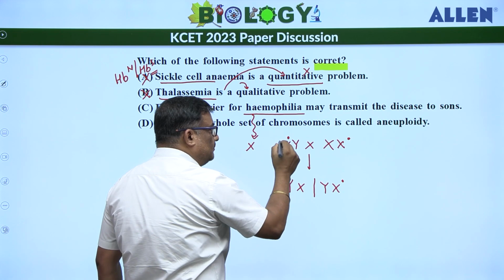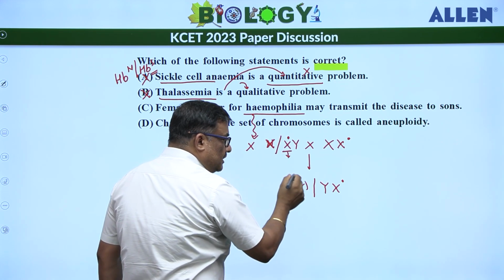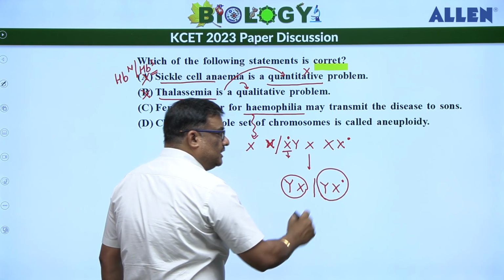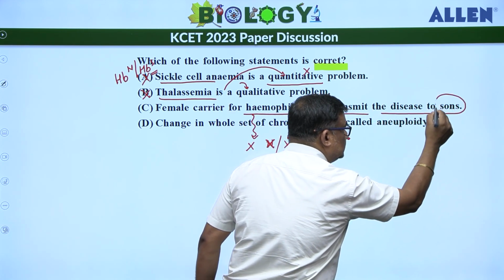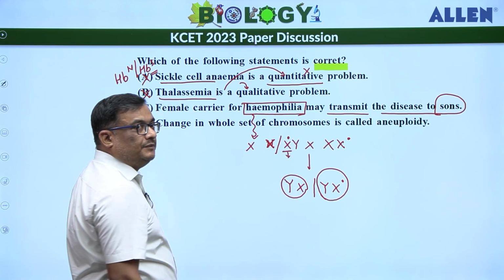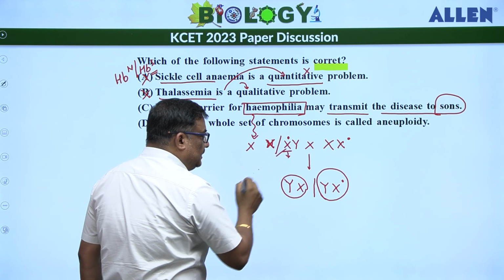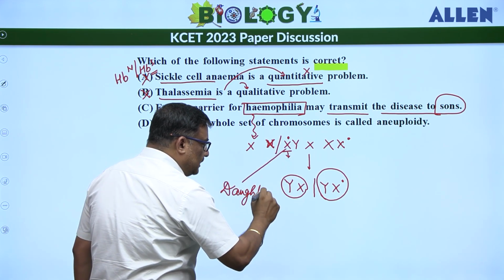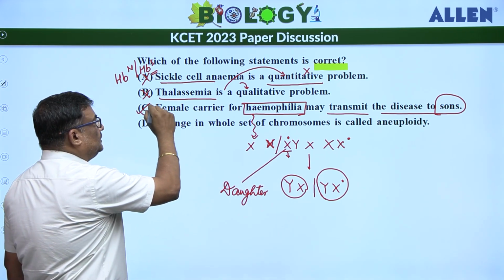If father is normal, let us say father is normal in this scenario, 50% of the sons are going to be normal and 50% are going to be affected. So it will transmit the disease to the son if mother is a carrier for hemophilia. But if father is diseased, this will definitely affect the daughter again in the particular given ratio. So this statement seems to be correct.